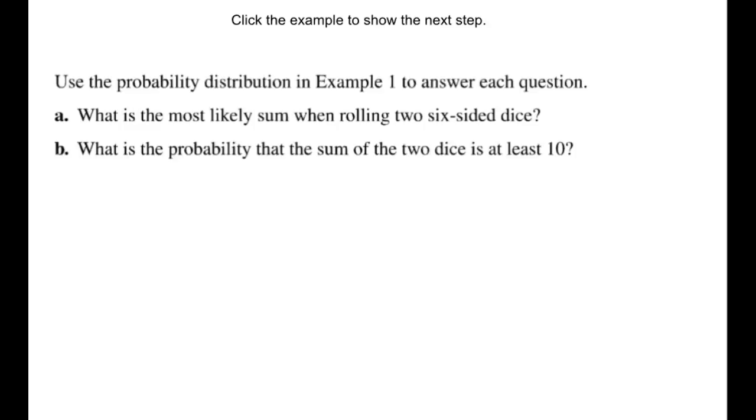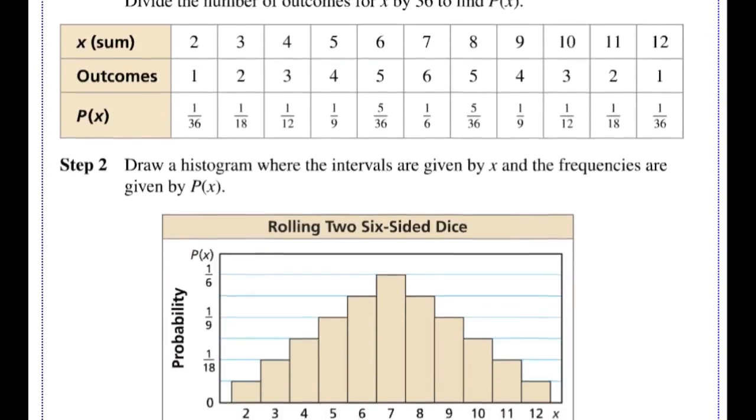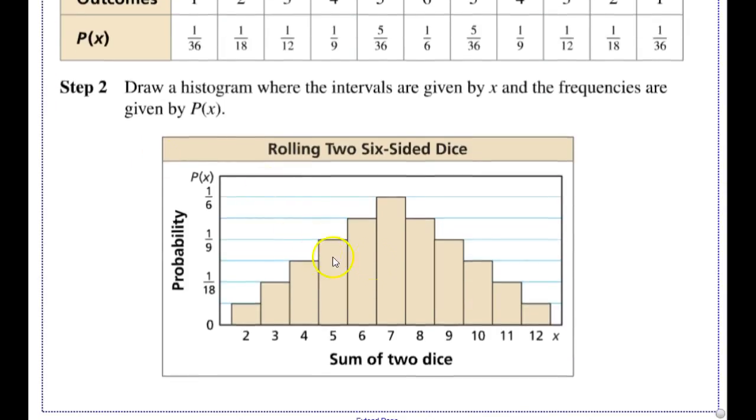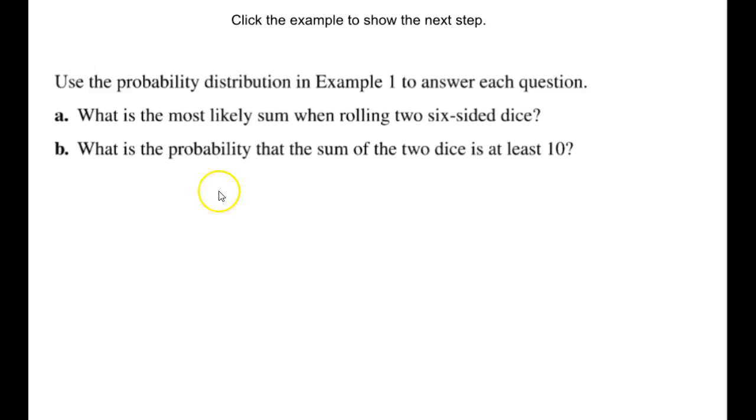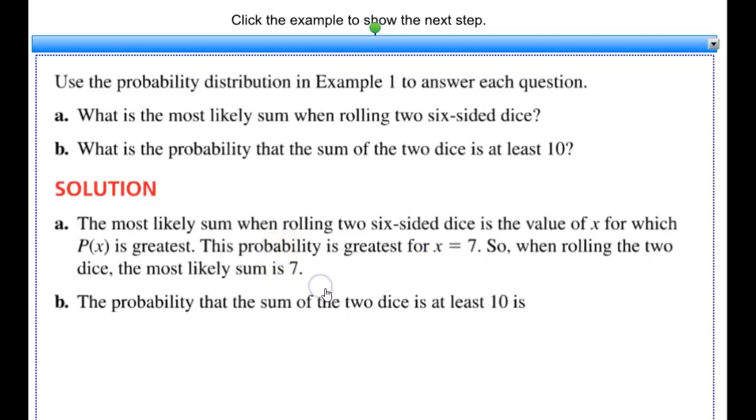Okay, so now we're going to be using that distribution from example 1 to answer these questions. So what is the most likely sum when rolling 2 6-sided dice? So I can either look at my table or my histogram and see what is the largest probability, right? The closest to 1. And we always want to go with the closest to 1 as the most likely to happen. Well, I see using my histogram, because it's a drawing, that the sum of 7 is the most likely.